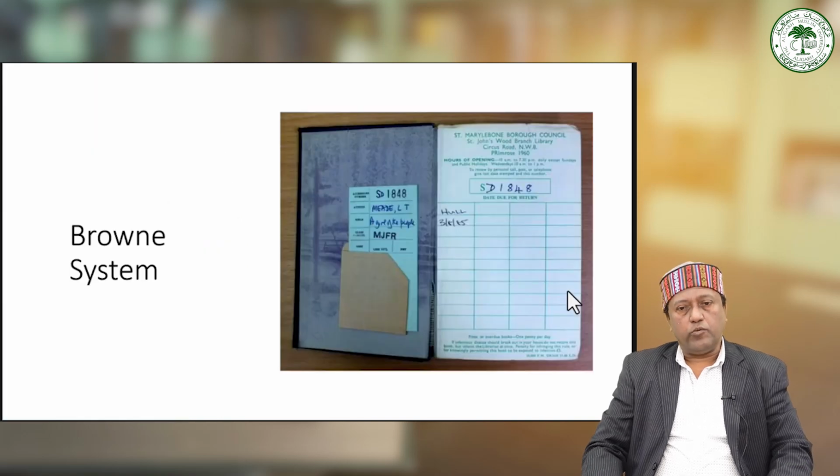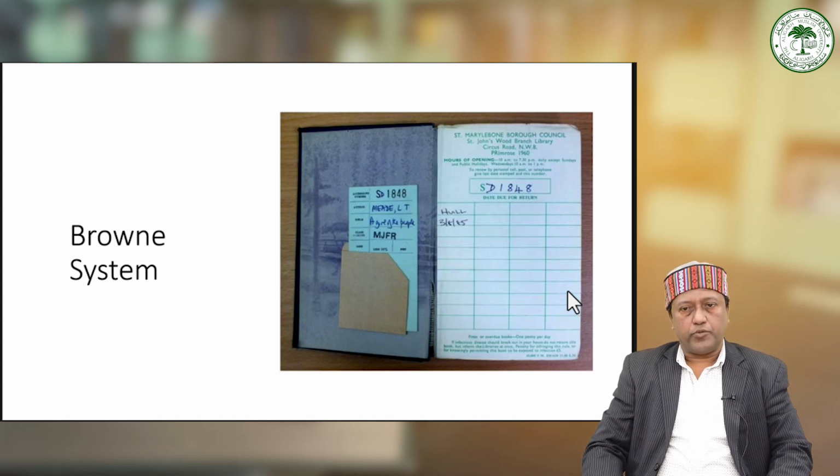To understand what the Browne system is, you can see the card system here that we will use later on. Here the book card is inserted in the book pocket, and this is the position where the book card is placed in the book pocket. I'll come to it later. Let me first introduce what the Browne system is.